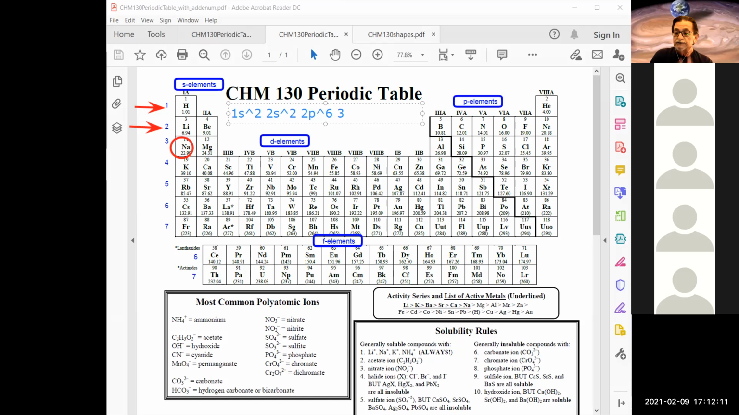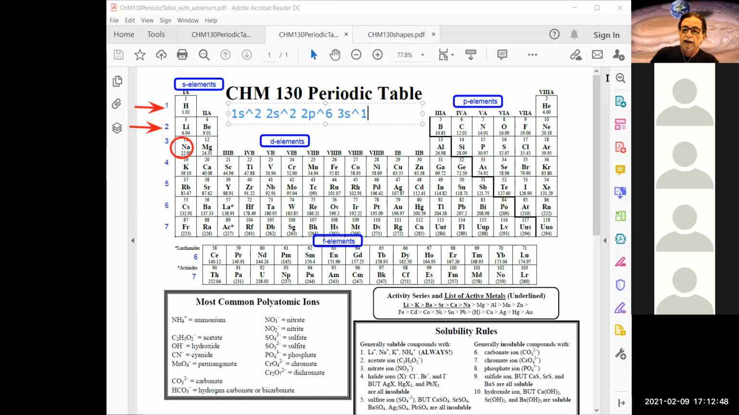Okay. And it's in the first column in the S element, so it'll be 3s superscript 1. Okay. And the valence electron, remember, it's in group 1. Of those 11 electrons, one of them is outside, out there all by itself. It's in the 3s1 orbital, in the third energy level. Okay. And so very quickly we did sodium.